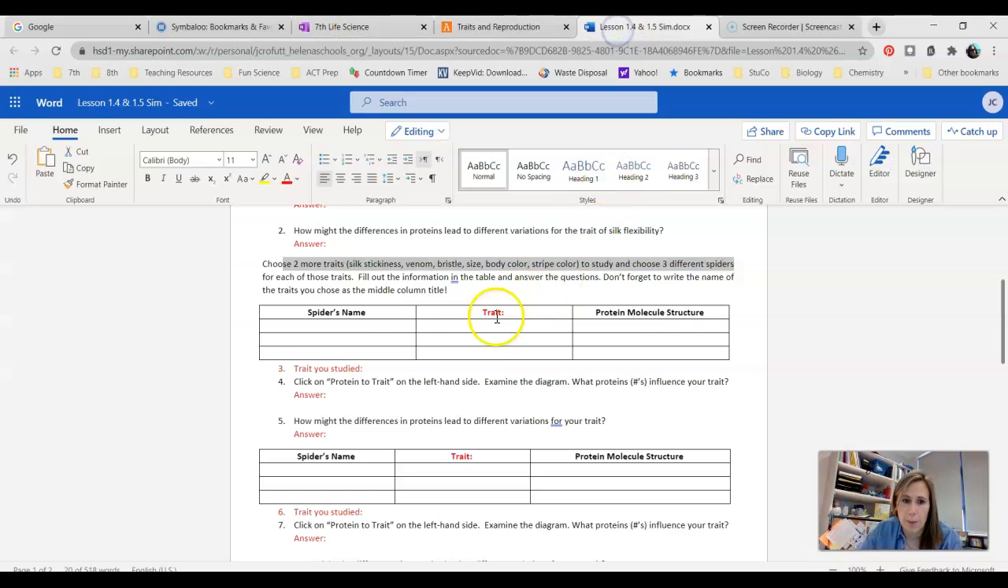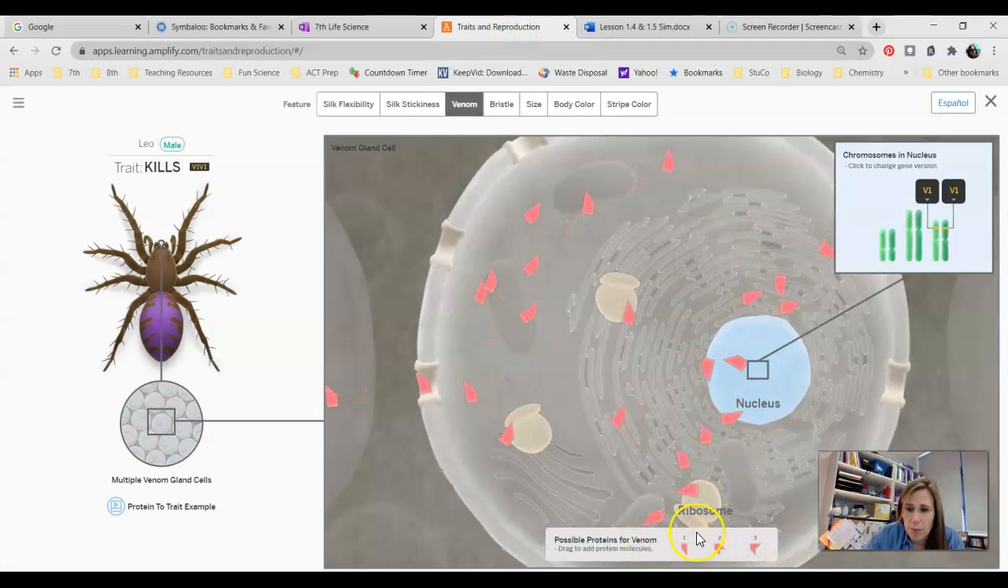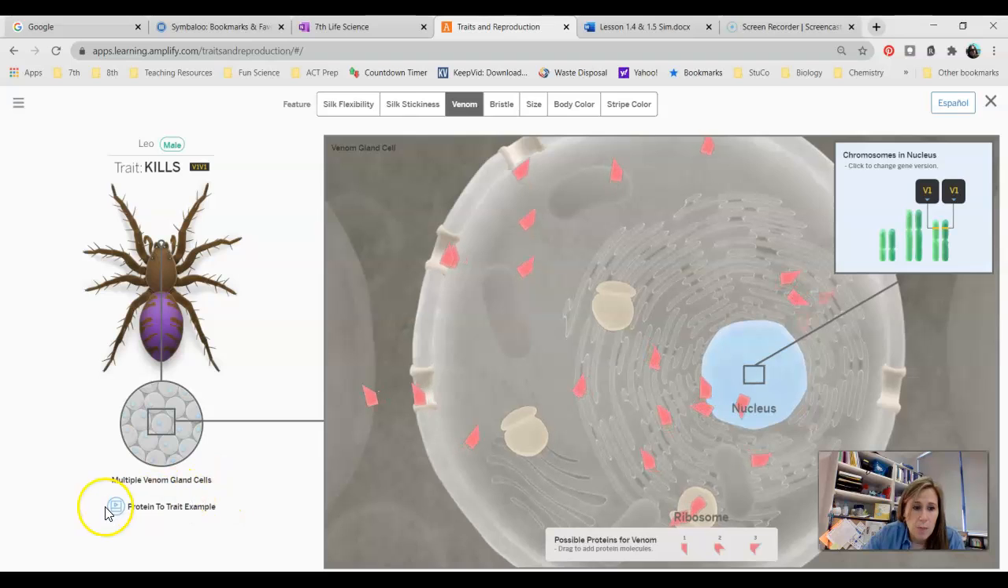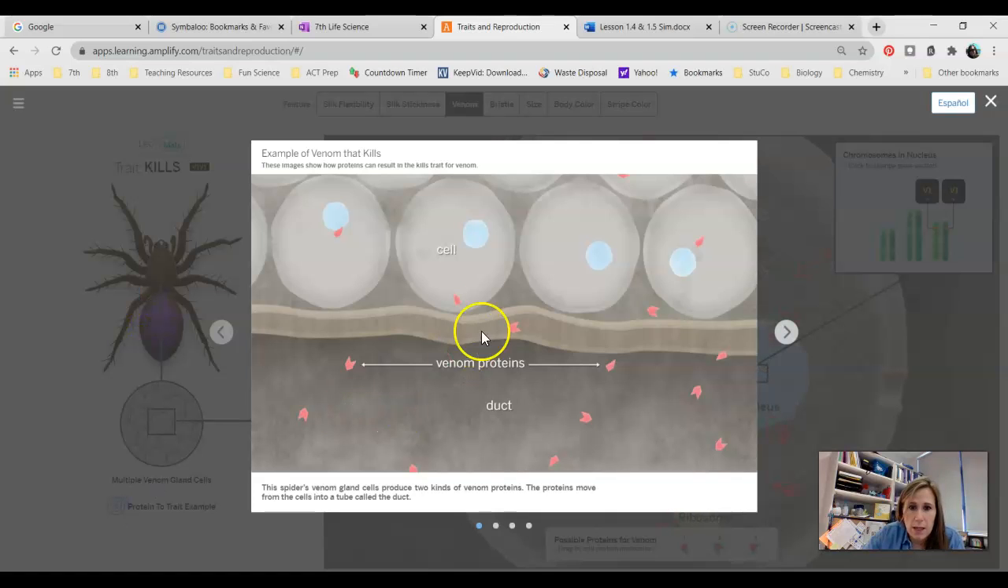So I would fill out the information for a spider that can stun, a spider that can kill, and a spider that has no venom. Trait I studied, I would have maybe chose venom for that, so I'd type in venom here. And then click on protein to trait on the left-hand side, examine the diagram. What protein numbers influence your trait? So again, you guys can see that there's 3 proteins here that influence your trait, but we can also pull this together to say, all right, here's how the venom proteins kind of work.